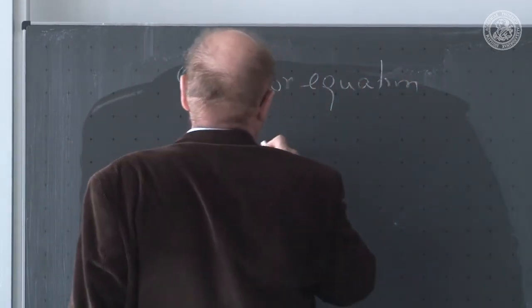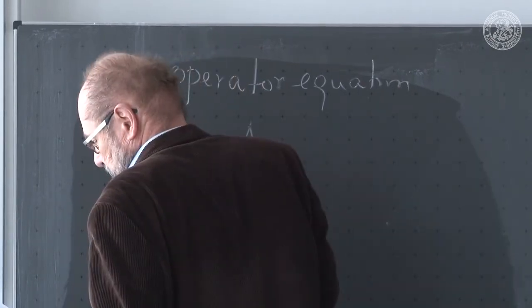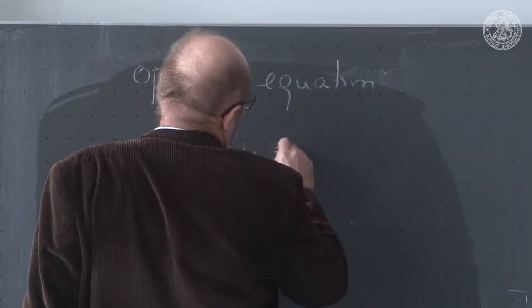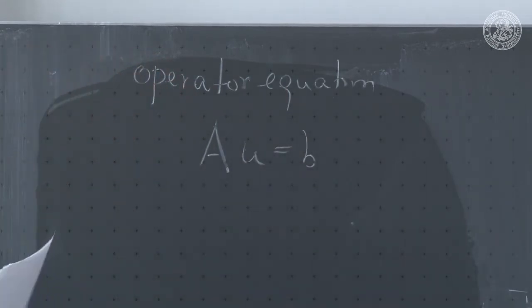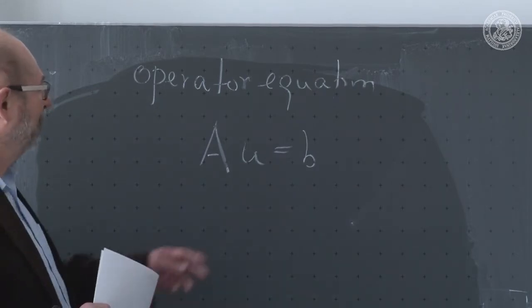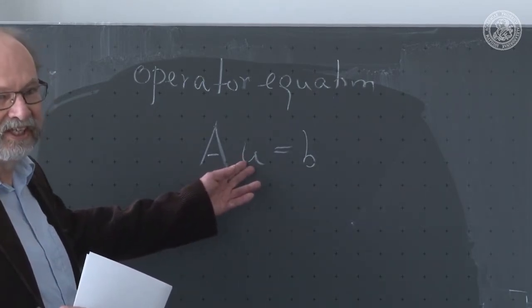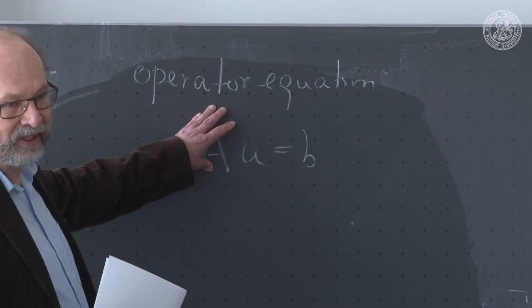So we want to solve something like, what is my notation? Yeah, Au = b. This notation should not be so unfamiliar, but here, of course, u is now not a vector, but a function. And what is this operator A?